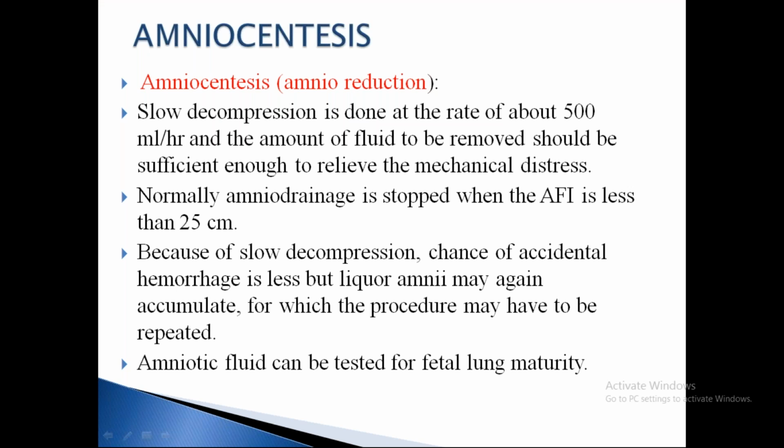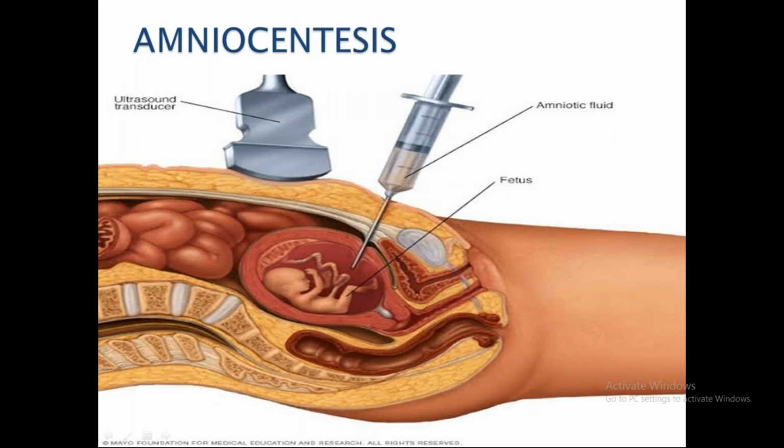Normally, amnio drainage is stopped when the amniotic fluid is less than 25 centimeters. Because of slow decompression, the chance of accidental hemorrhage is less. But the problem here is, again, the liquor can accumulate. And the advantage of doing this amniocentesis is that the fluid can also be tested for fetal lung maturity.